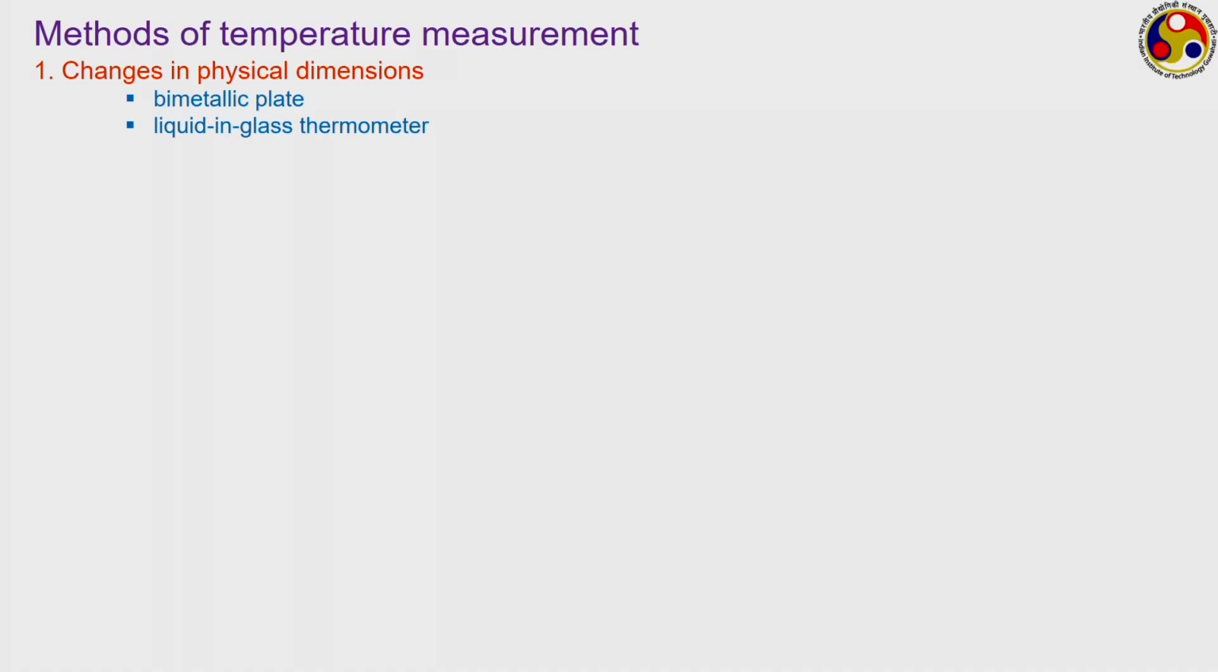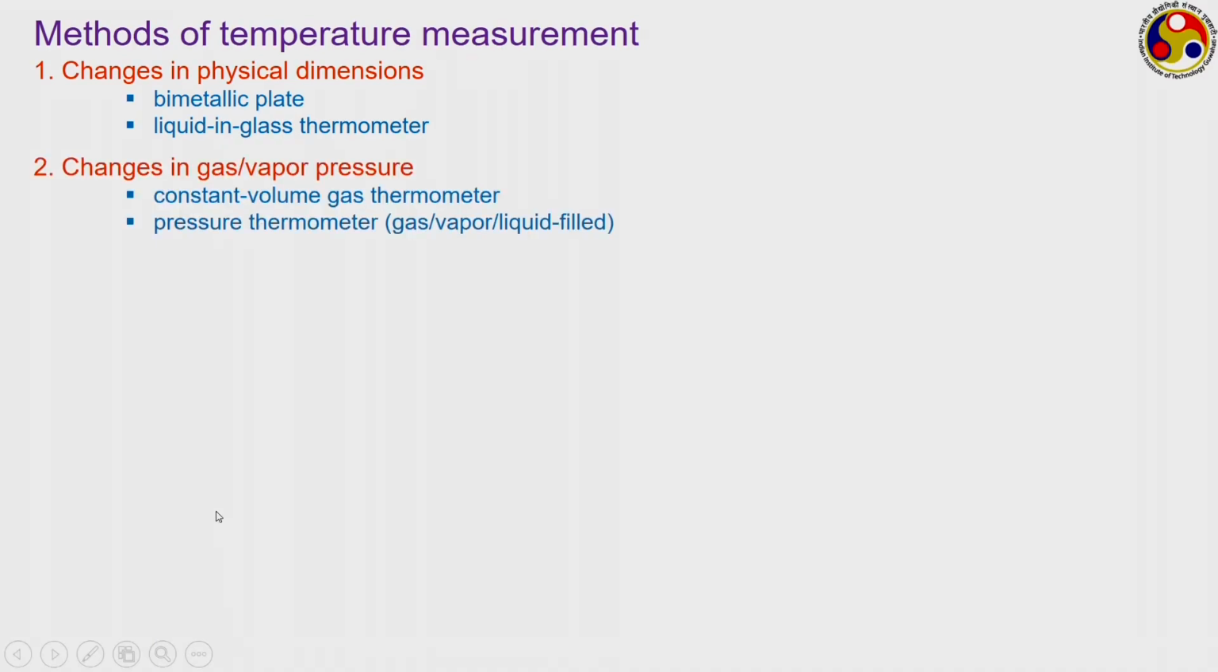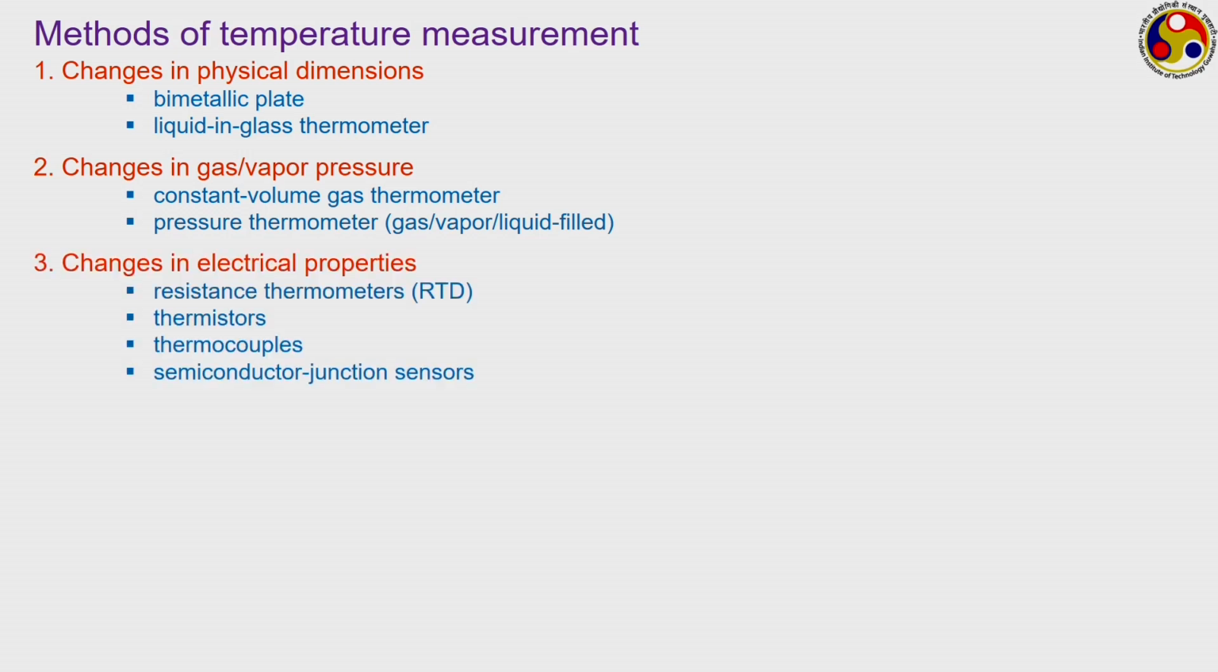can measure temperature. The first method, a very popular one for domestic applications, is the change in physical dimensions, something like the bimetallic plates or liquid in glass thermometer. Then change in gas or vapor pressure, constant volume gas thermometer and pressure thermometer, which can be gas filled, liquid filled or vapor filled. Then we can talk about the changes in electrical properties. There are several very popular options like the resistance temperature detector, RTD in short, thermistors, thermocouples, probably the most common method for technical use, and semiconductor junction based sensors.